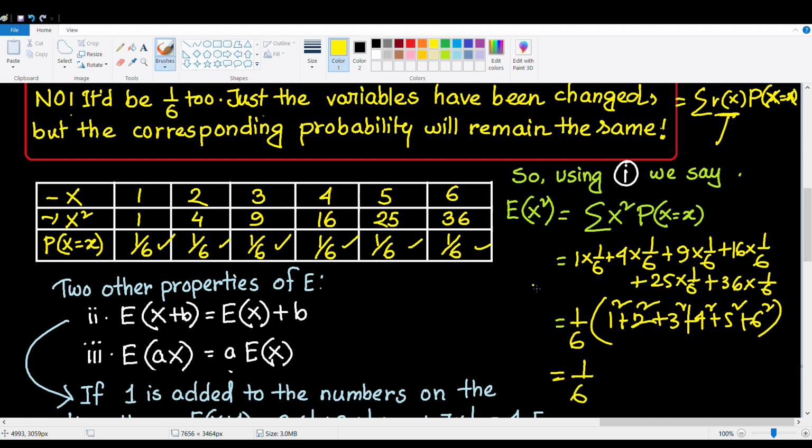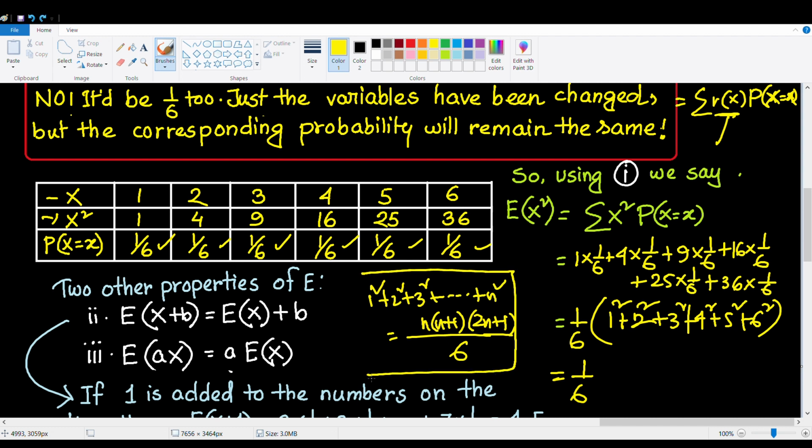Now, for the sum of first n square numbers, we know the formula would be 1 square plus 2 square plus 3 square up to n square equals n into n plus 1 times 2n plus 1 divided by 6. This is a formula you saw in high school, so we are going to use it, or you can just manually put the values in a calculator and calculate them.